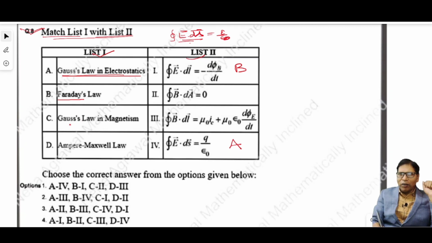Okay. Now this is the Gauss law of magnetism. Look at this, B vector dot A vector equal to 0. So this is the C. Now this is the Ampere Maxwell law. This is the D. So look at this A4. This is option 1, correct.